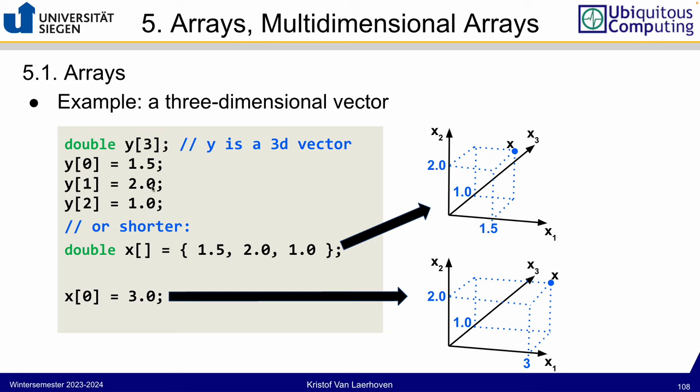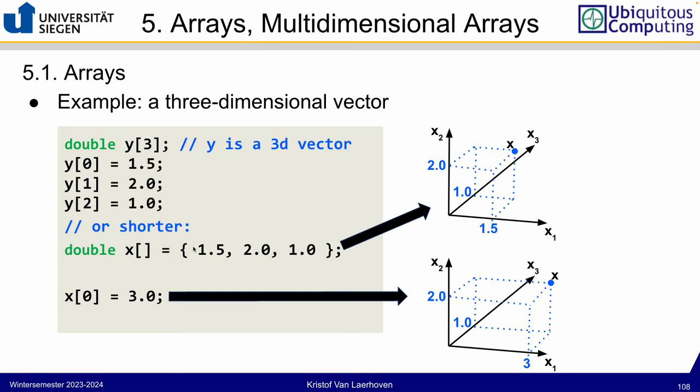And you can give them values like this, or as we've seen, you can also initialize them quicker. Like, for instance, here x is exactly the same type of 3D vector. We basically say x is an array. That's why you have these square braces.